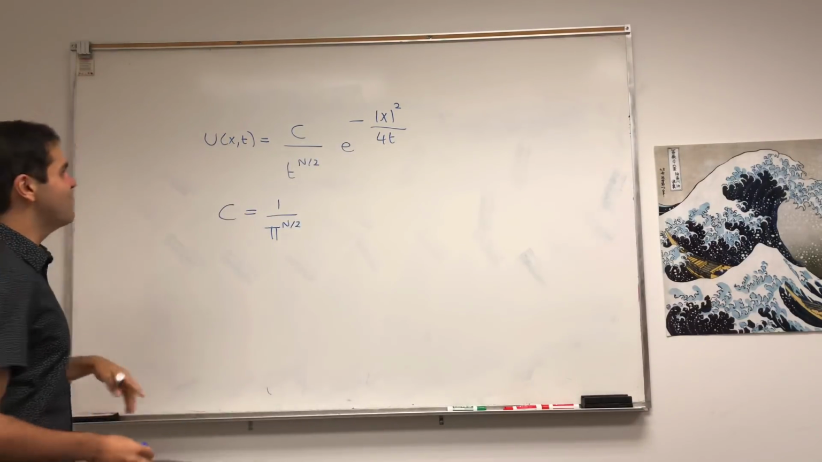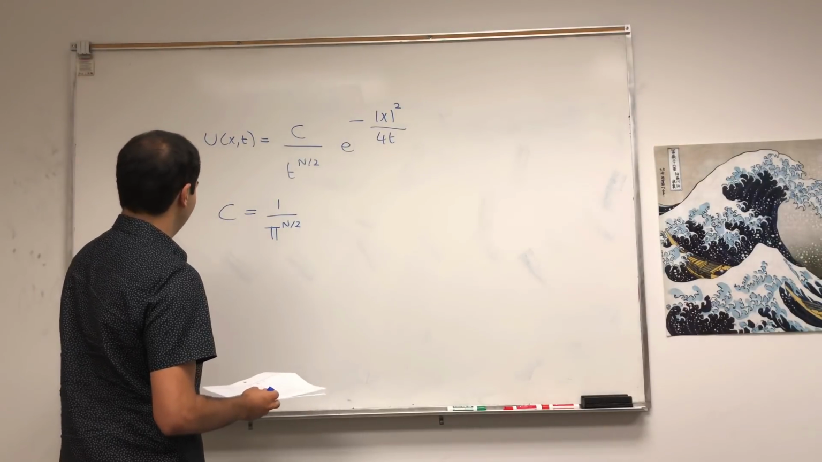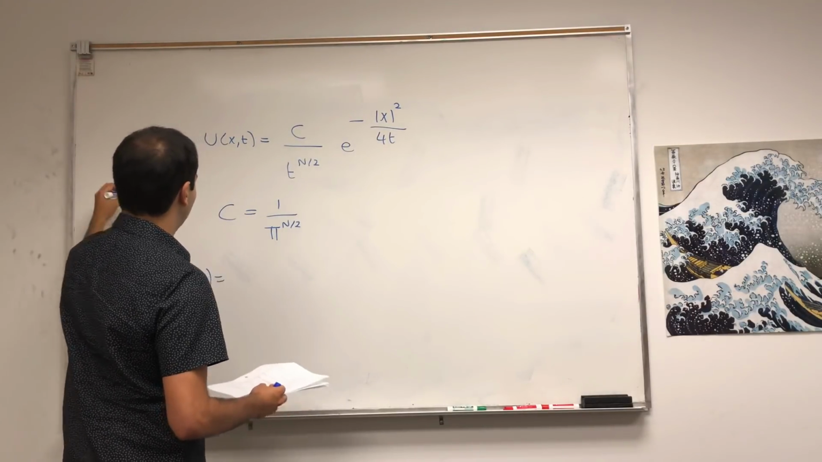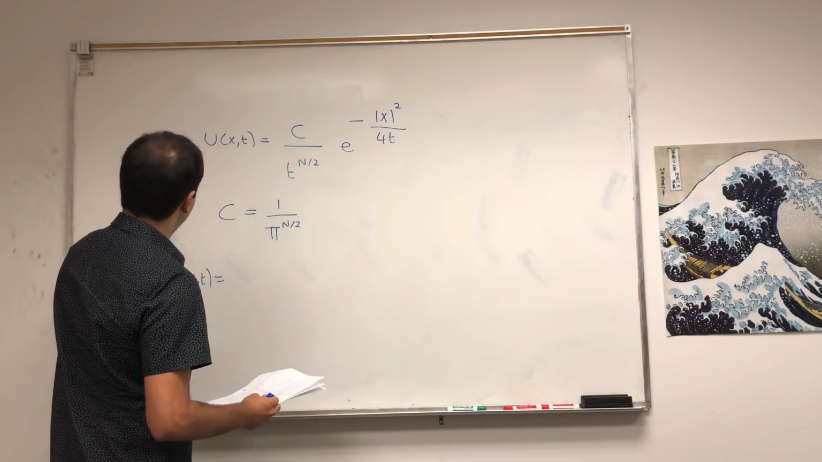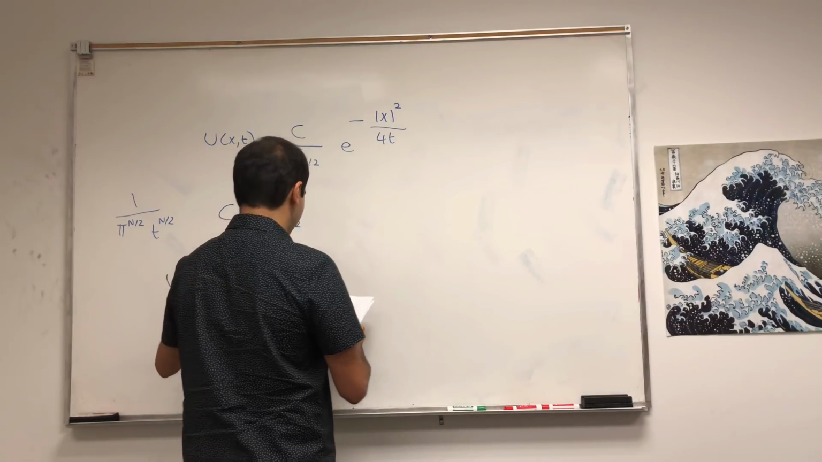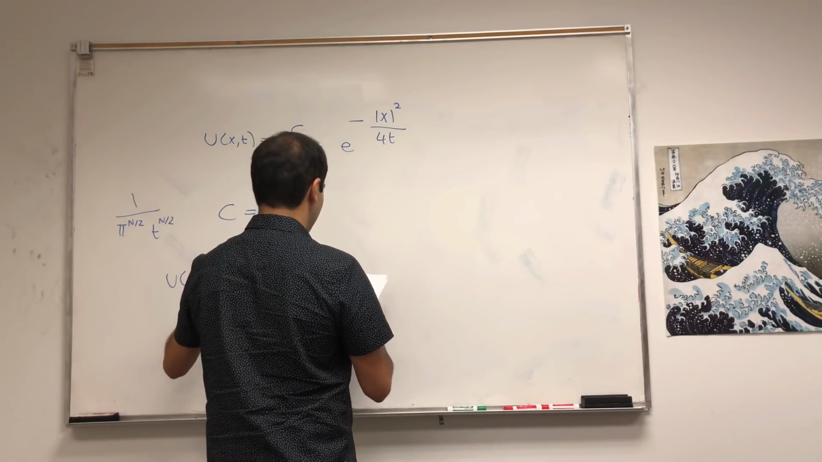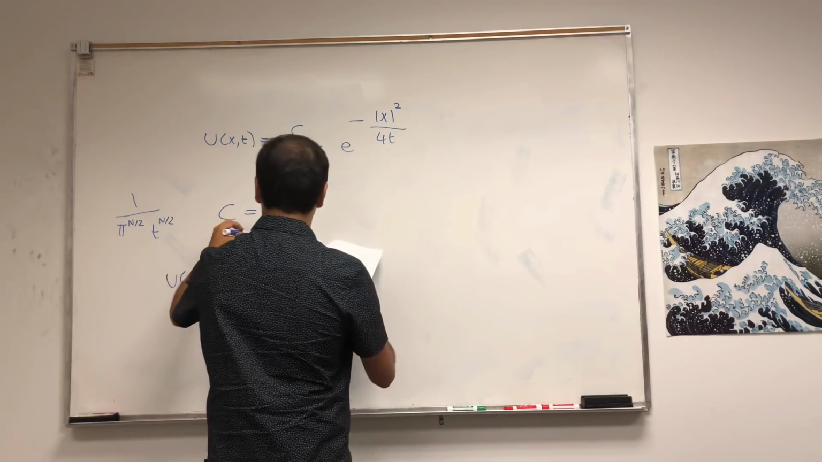Just in tribute of pi n, right? And we're left with u of x,t becomes, again, 1 over pi to the n over 2, t to the n over 2. So 1 over pi t. Sorry, I meant to say the following constant, 4 pi.